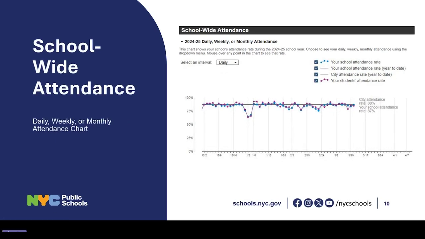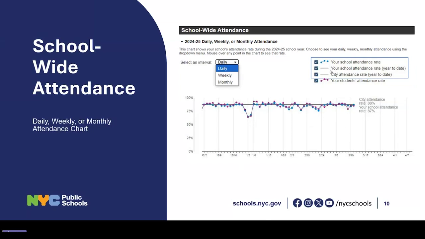The school-wide attendance section helps you track your school's attendance rate over time. The first chart is the daily, weekly, and monthly attendance chart. You can select an interval by using the selected interval drop-down menu. And in this chart, by default, you will see 3 lines. The blue line indicates your school's daily attendance rate on each day, or the average attendance rate for the week or month. You can hover over any of the blue dots, which will give you the corresponding attendance rate for the selected interval.